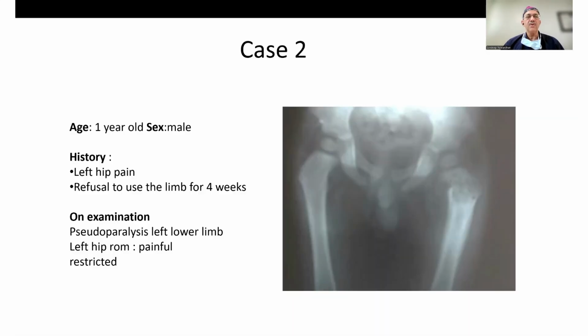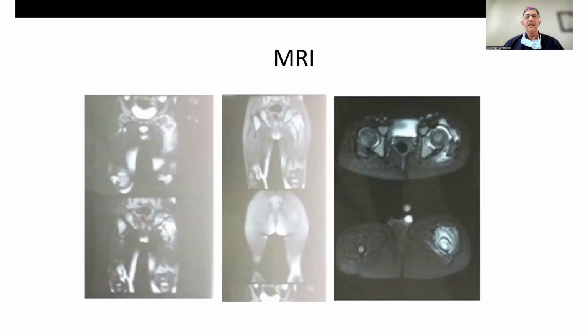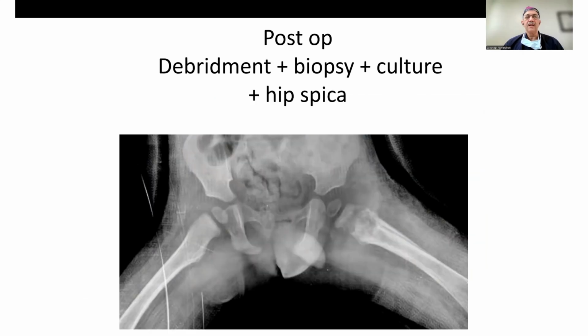Another case, a 1-year-old male with left hip pain and unable to walk for 4 weeks, with pseudoparalysis. You can see the osteolytic lesion in the neck region. Again, the MRI shows a diffuse edema as well as soft tissue infiltration in the subtrochanteric region. Debridement, biopsy, culture, and spica.